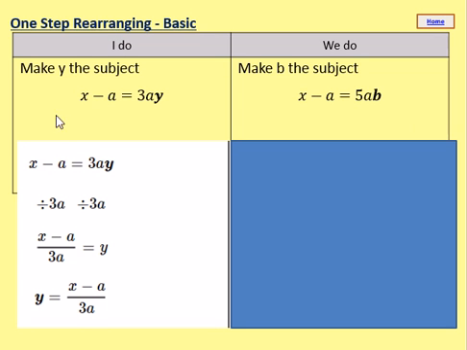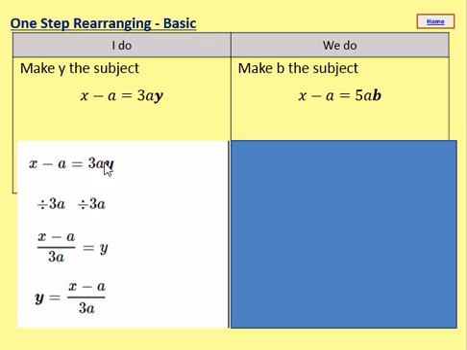So for the next one, we've got to make y the subject, and it says x take away a equals 3ay. This is 3a times y, or 3 times a times y. So I want to get rid of this 3a because I want the y on its own. Because I'm timesing by 3a, I'm going to divide by 3a, do the opposite. And I have to do that to both sides of the equals to keep both sides equal.